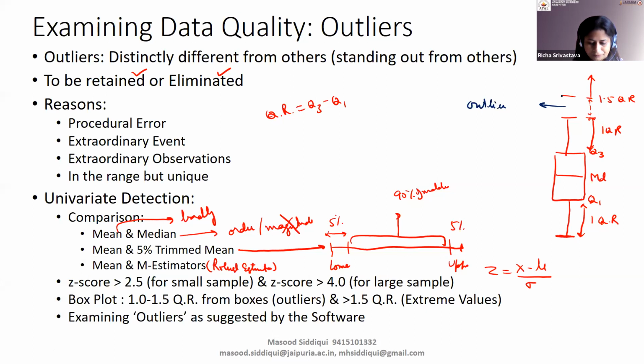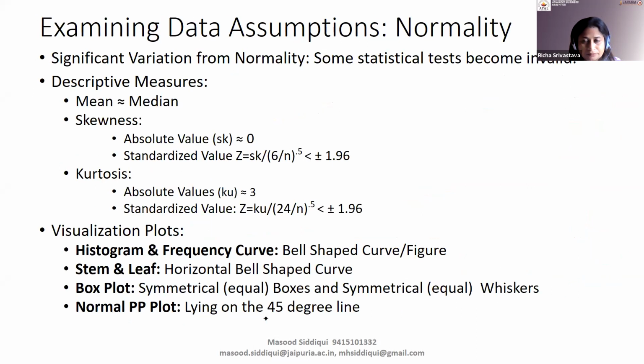And if any value of the data goes beyond 1.5 interquartile range, it is termed as an extreme value. In the same manner, on the lower side also, if any value lies between 1 to 1.5 interquartile range, it is termed as an outlier. And if a value goes beyond 1.5 interquartile range, it is termed as an extreme value. So we can differentiate between outliers and extreme values. They are mentioned here also.